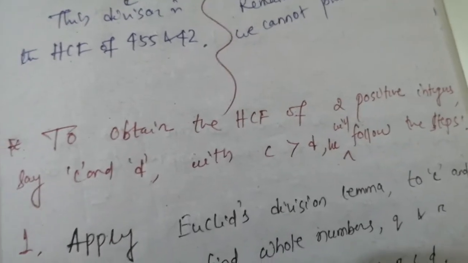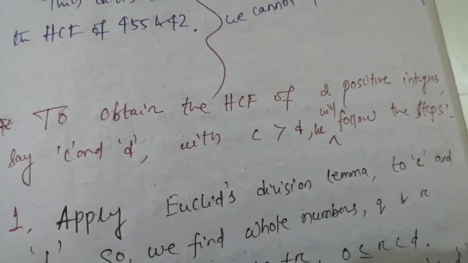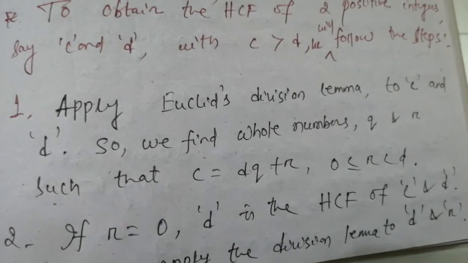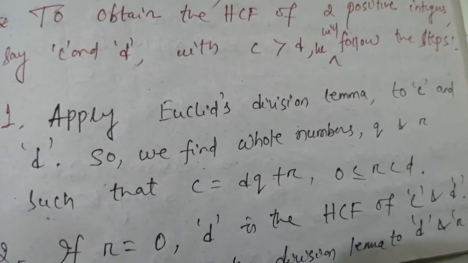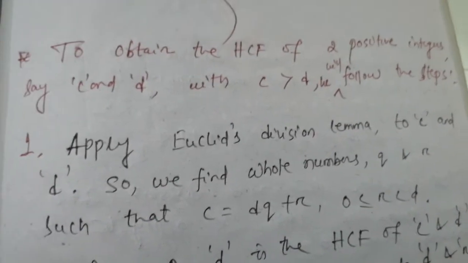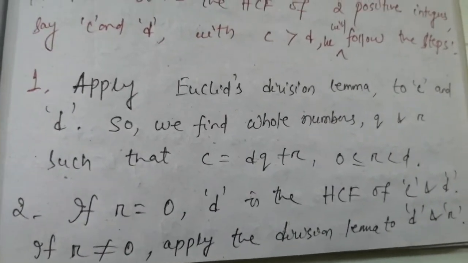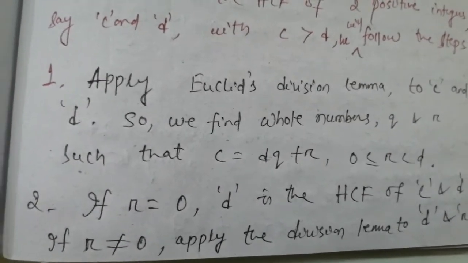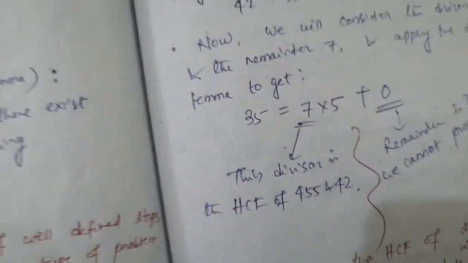So we can write, to obtain the HCF of two positive integers, say c and d, with c greater than d, we will follow the steps. Number 1: apply Euclid's division lemma to c and d. So we find whole numbers q and r such that c equal to dq plus r, where 0 is less than or equal to r is less than d. Second step: if r equal to 0, d is the HCF of c and d. If r is not equal to 0, apply the division lemma to d and r.